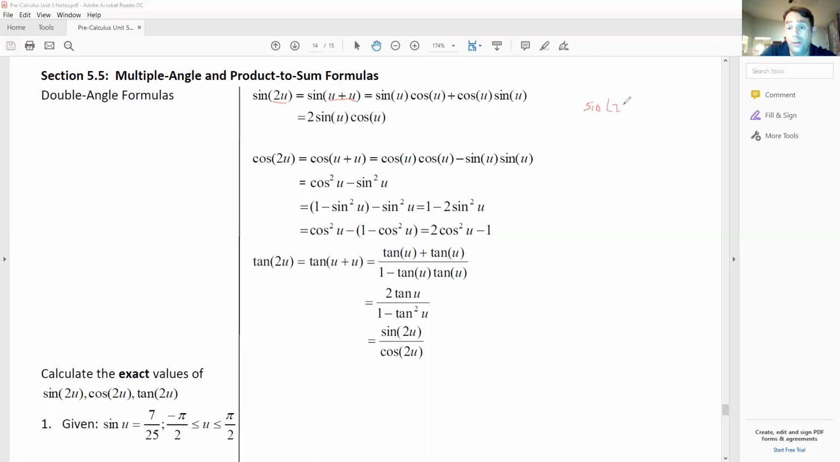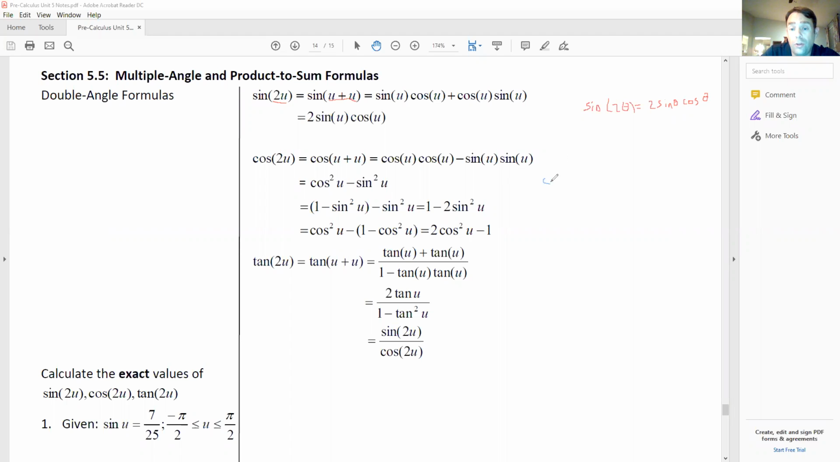or sine of 2 theta, equals 2 cosine theta. Actually, we usually will call it sine theta, cosine theta. So let me go and write that. 2 sine theta, cosine theta. And using our sum and difference down here, we get 3 different things for cosine 2 theta.